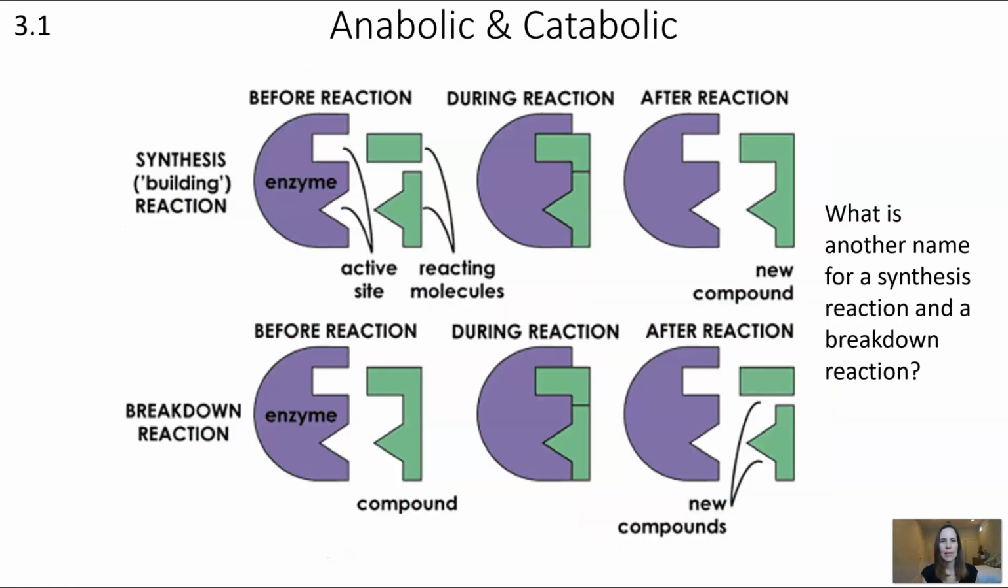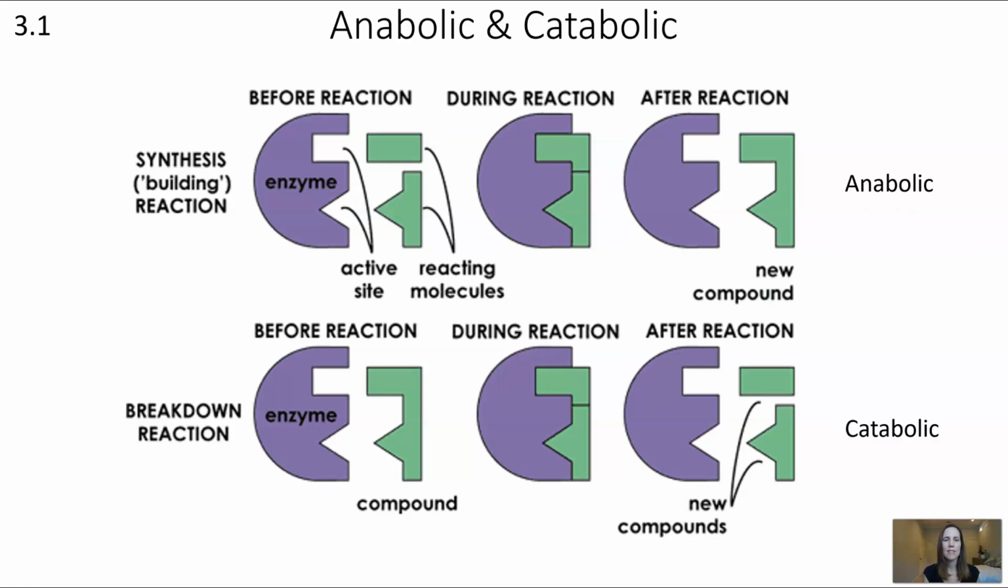So let's see if we can make any sense of why I just told you a story about a cat. Take a look at these two diagrams and tell me what's another name for a synthesis reaction and a breakdown reaction. The name for a synthesis or building reaction, where you have two parts of the substrate coming together and making a larger molecule, is called an anabolic reaction. A breakdown reaction, where you have a larger molecule breaking into smaller components, is called a catabolic reaction. So if you remember from our silly cat video, Anna builds things, cat breaks them.